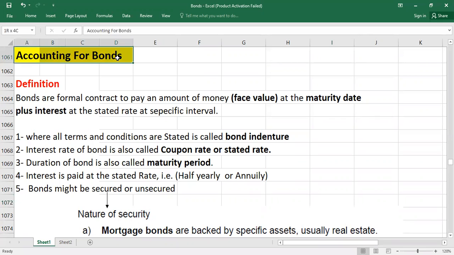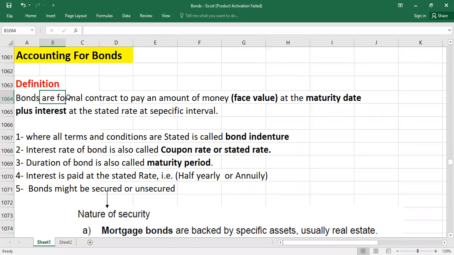Today we are going to talk about accounting for bonds. So first let me tell you what is the definition of bonds, and then we will talk about how to calculate the cash proceeds from the bonds. I mean to say the issue price, and how to record initially the bonds in the statement of financial position. So here we have a definition.